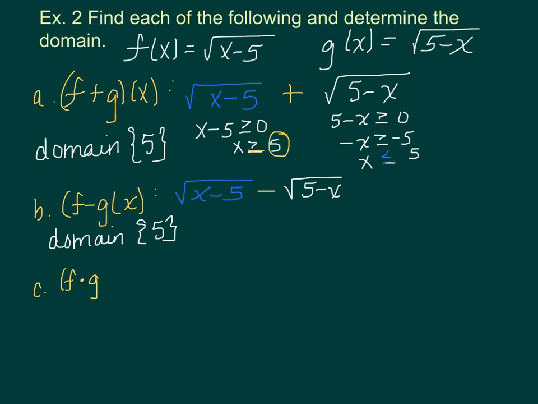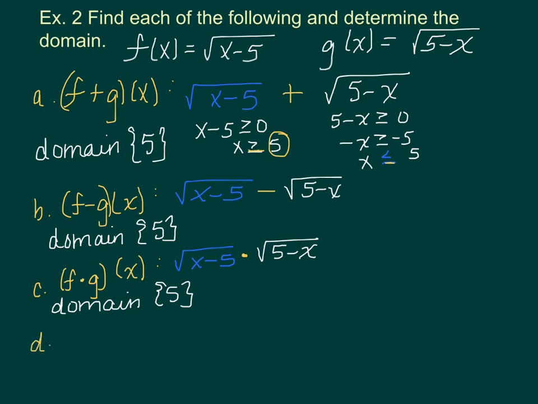Multiplication. This must be in parentheses. We have square root of x minus 5 times square root of 5 minus x. And we really can't multiply that. So we have to leave it like that. And our domain, remember, the only safe number is 5.